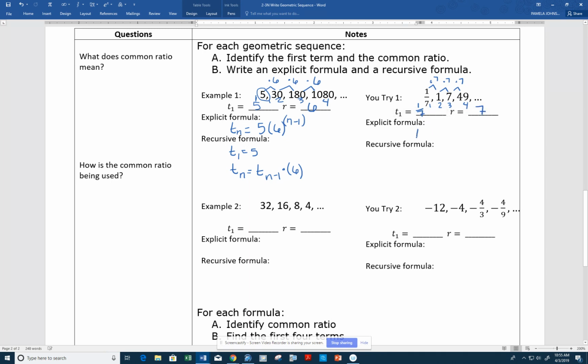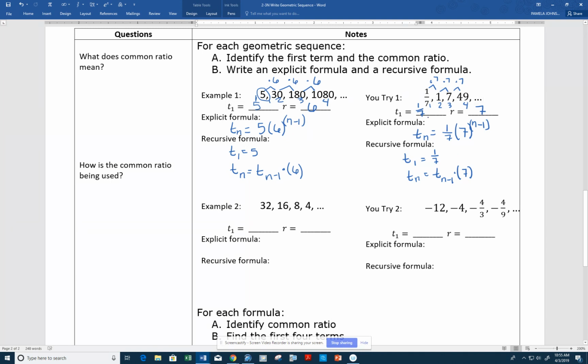So for our explicit formula, T sub n equals 1 over 7 times 7 to the n minus 1 power. And our recursive is T sub 1 equals 1/7. And T sub n equals T sub n minus 1 times 7. So the previous term times 7. You notice on each of these, we're multiplying by a whole number that gets us bigger.